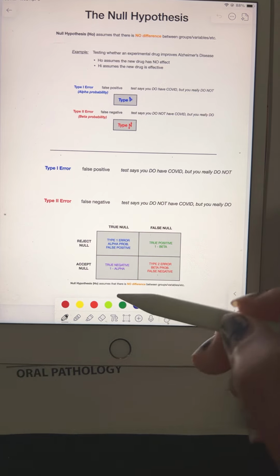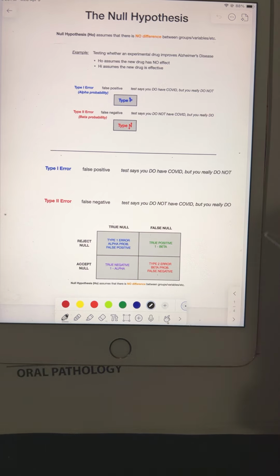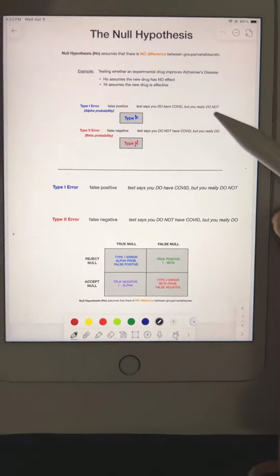So just write all these things: which one is type error, is it a false positive, is it a true positive, what we are rejecting in that and what we are accepting in that. So let's see this one. First of all, what is null hypothesis?